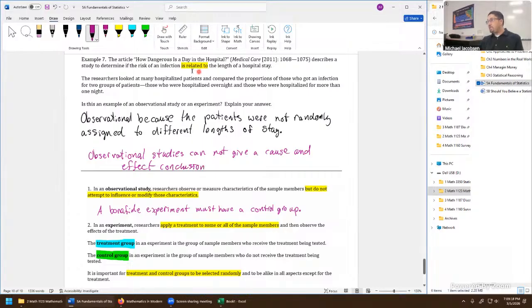So actually, them saying is related to right here was kind of a giveaway when we think about it. This one really was observational, even before reading the last points right here. They never even attempted a cause and effect conclusion in this study.